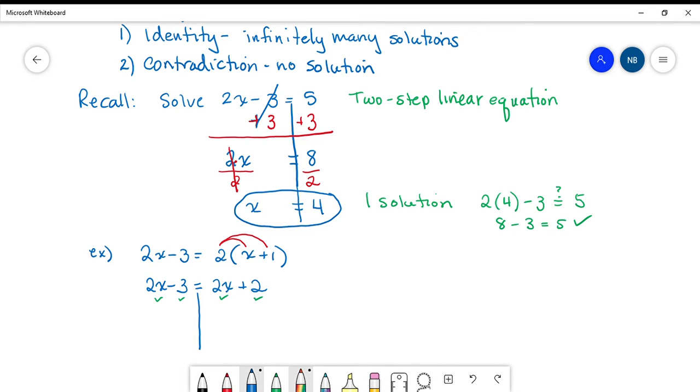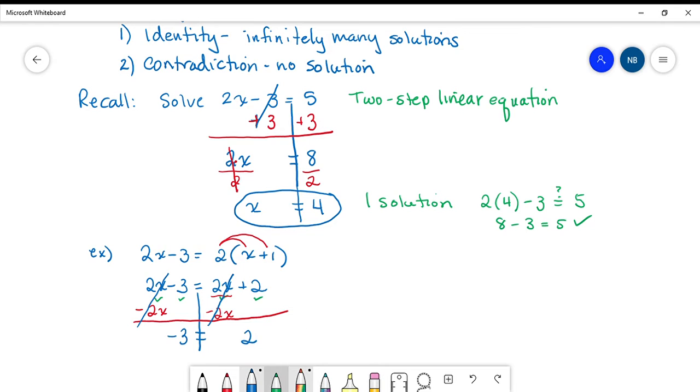So I'm going to draw a line at my equals. I need to get all my variables on the same side. So I want the 2x on the right to be gone. So I'm making a 0. Now the reason I'm doing that is because 2x minus 2x is 0, which leaves the positive 2 by itself. Now on this side, 2x minus 2x is 0 on this side as well. And so what I get is negative 3 equals 2.